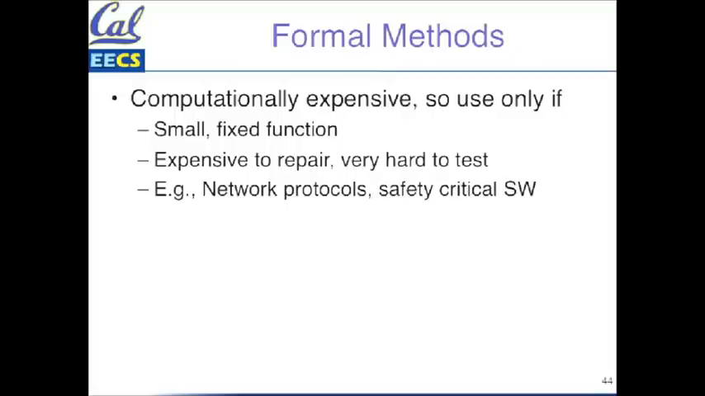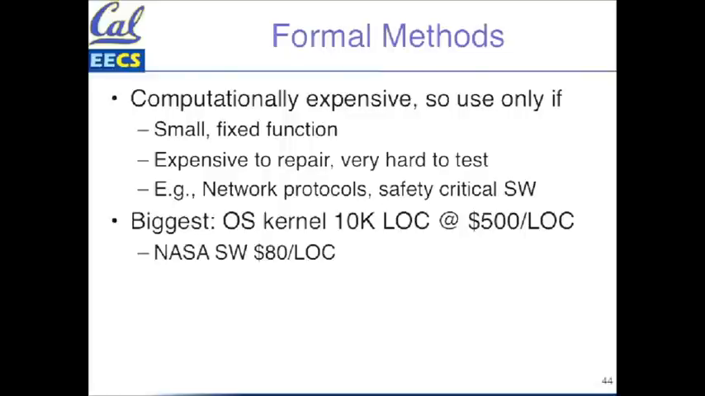So what does it work for? Well, since it's so expensive, you better only use it when things are hard to change, expensive to repair, and very hard to test, and it gets used for network protocols and safety-critical software. So what do I mean by expensive? The biggest program that's been formally verified is a small OS kernel with less than 10,000 lines of code. It cost about $500 a line of code. To put that in perspective, NASA software, which is really expensive, is $80 a line of code. So it's tremendously expensive compared to most kinds of software today.